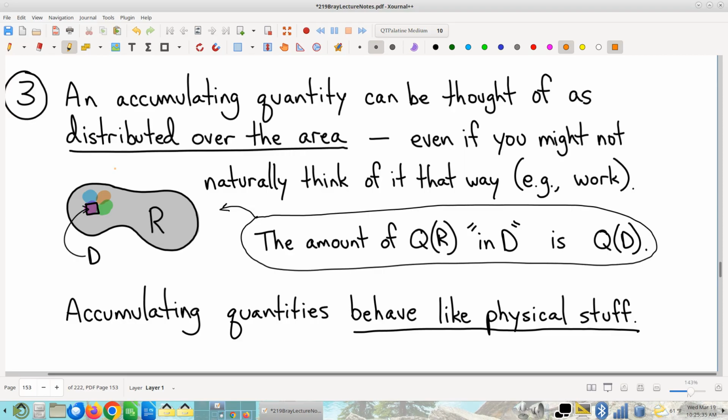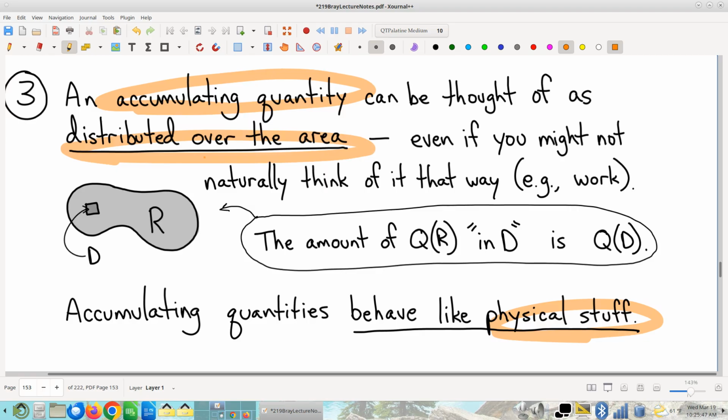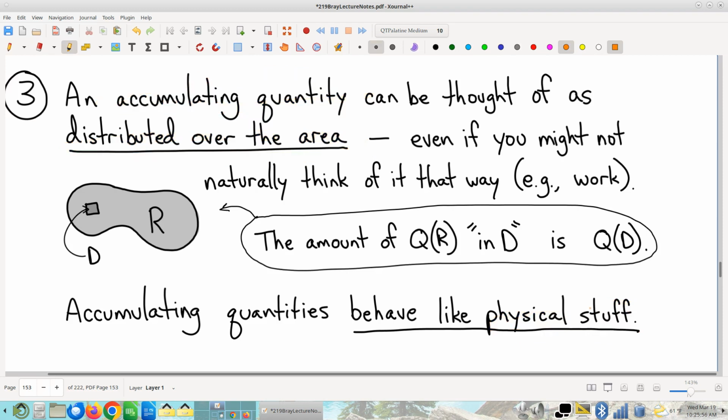So the big punchline here, again, not that you have to, but any accumulating quantity you can think of as physical stuff. Not that it is, but you can think of it that way, that it's stuff distributed over the area and nothing goes wrong. Right? This is a reasonable, self-consistent point of view.